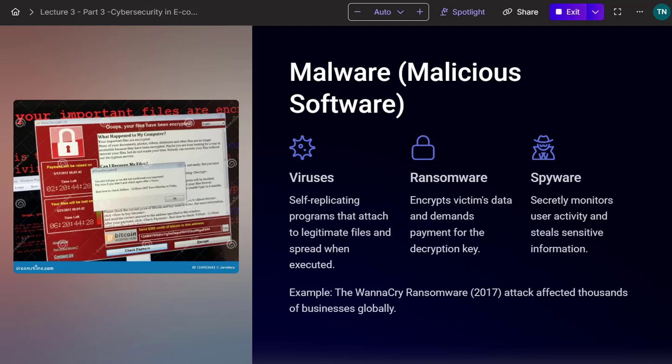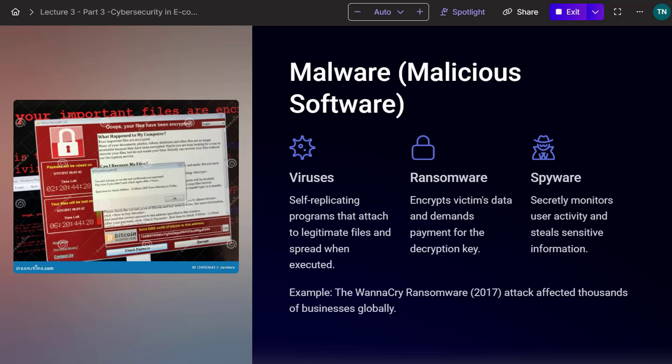Another attack is malware, or malicious software. This is quite dangerous, right? Malware is a broad term for any malicious software designed to cause harm to computers and networks. There are several common types of malware, including viruses, ransomware, and spyware.